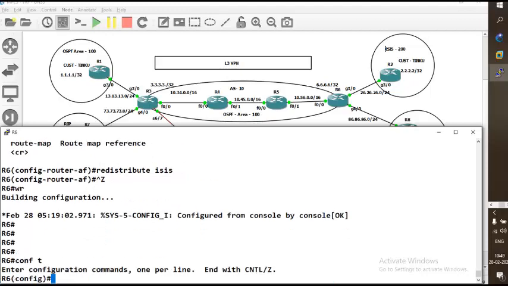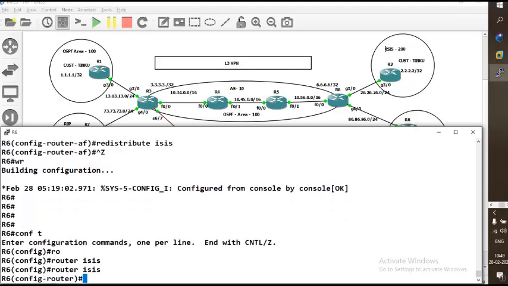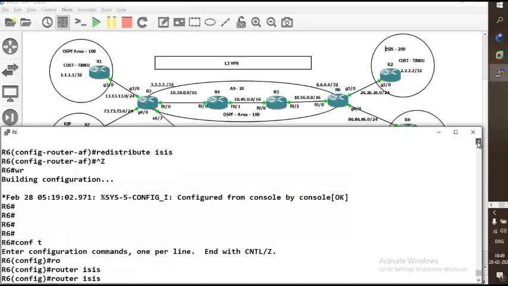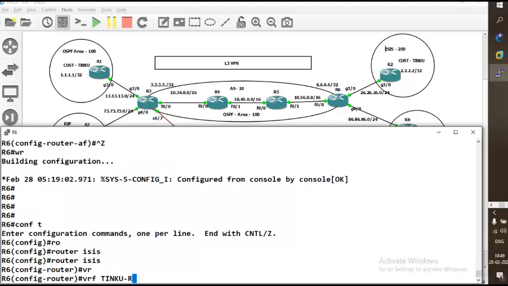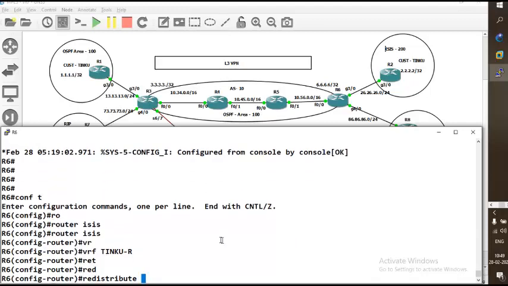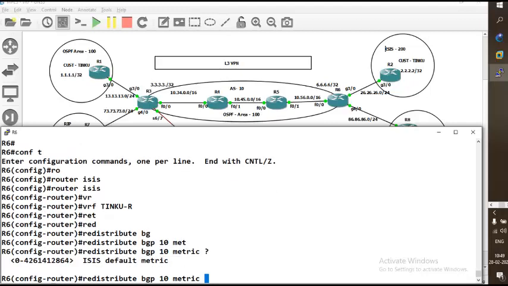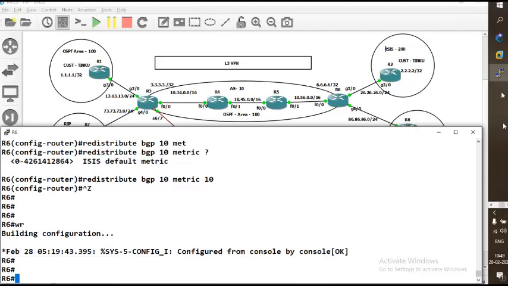Likewise, we also need to do another redistribution. Router ISIS VRF, what's the name? Tinku, on the right, no? Redistribute BGP 10. Metric is optional, I'm saying 10. Now I would like to see the route on router 2.